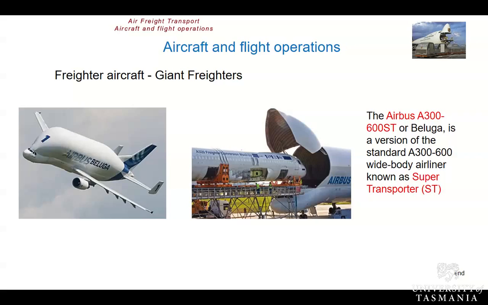The third giant freighter I wanted to mention is one that's, I guess, commonly referred to as the Beluga. It's an A300-600, known as a super transporter. The Beluga also performed a role similar to the Boeing one of moving aircraft parts and oversized cargo around the globe. 5 are built and in operation.